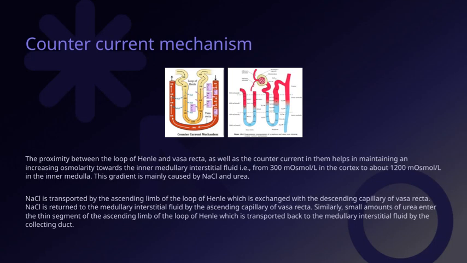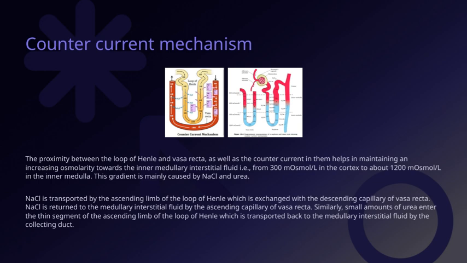NaCl, or sodium chloride, is transported primarily by the ascending limb of the loop of Henle. This segment actively moves NaCl out of the tubule into the surrounding interstitial fluid. What's fascinating is that this exchange occurs in close proximity to the descending capillaries of the vasa recta, creating a highly efficient countercurrent system. The NaCl then gets returned to the medullary interstitial fluid via the ascending capillary of the vasa recta, maintaining a crucial osmotic gradient.